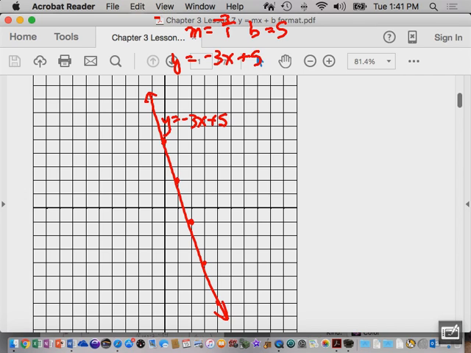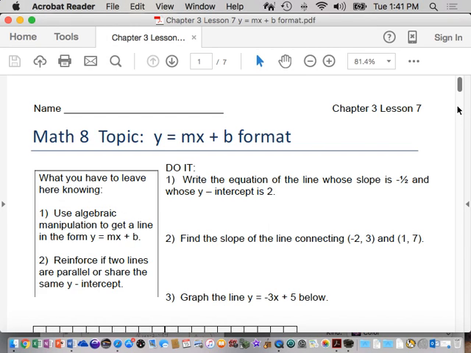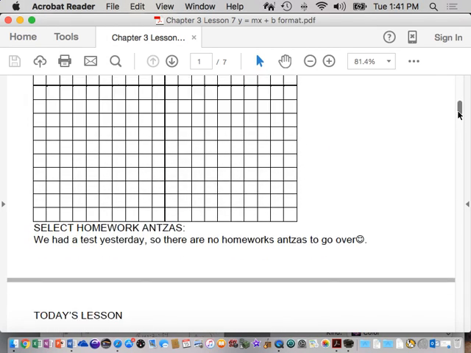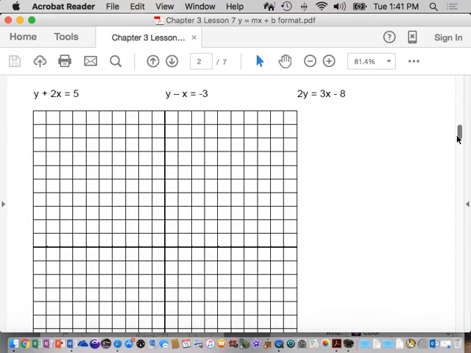All right, now, that was the front page of your paper. If you turn it over, you will see two more lines to graph, but there's something very different about these lines. What do you notice? They're an equation, just like the other ones. However, they're not in proper form. It's supposed to be in the form y equals mx plus b.